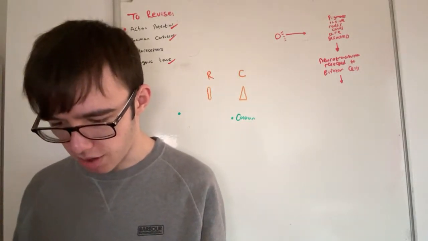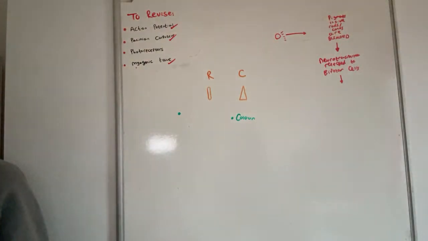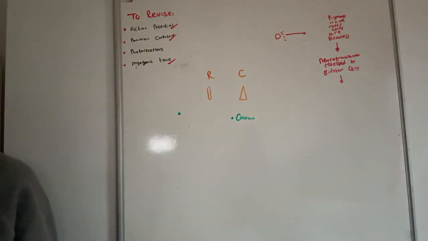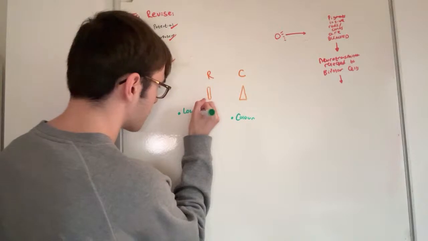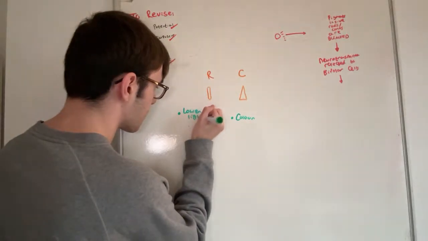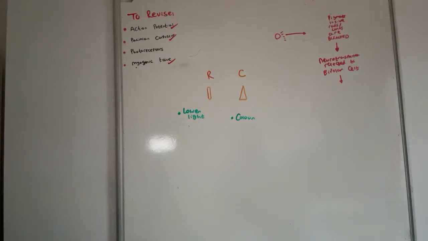Rods and cones. Okay, so rods can detect lower light, but cannot respond to colour. So rods are for lower light. And they are at the back of the retinas.